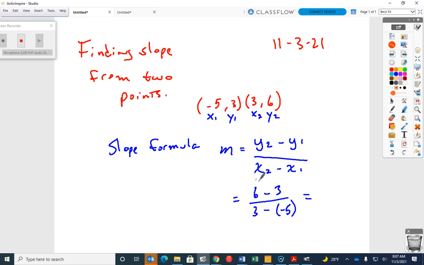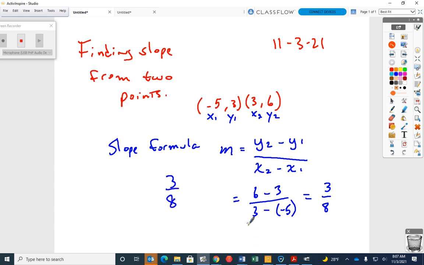So this is normal. What's 6 minus 3? 3. Is this normal? No, because there's a negative. So in my head, I'm going to say copy 3, add, subtraction becomes addition. What's the opposite of negative 5? What's 3 plus 5? 8. So the slope of these 2 points is 3 over 8.